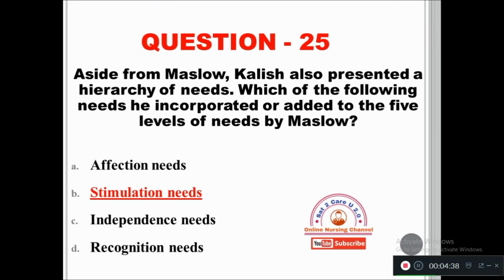Stimulation needs is one of the needs that Kalish added between the physiologic and safety and security needs of Maslow. So from the bottom of the pyramid, we have the physiologic and safety needs. Next we have the security needs. In between those, the stimulation needs were added in Kalish's hierarchy of needs theory.